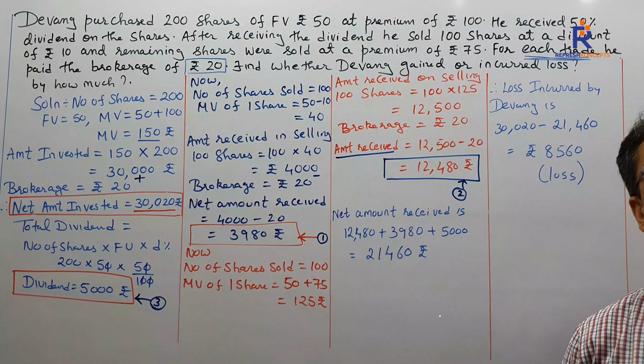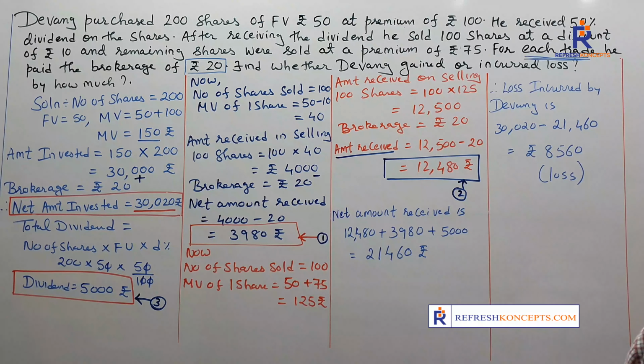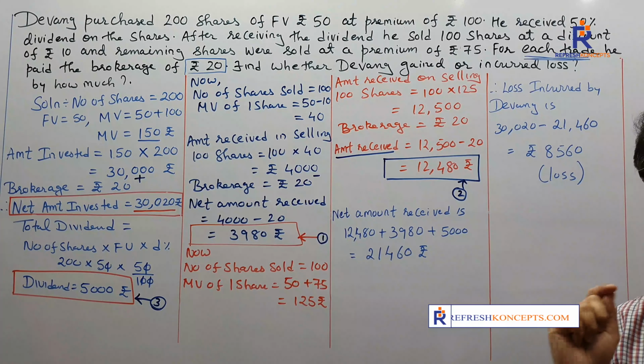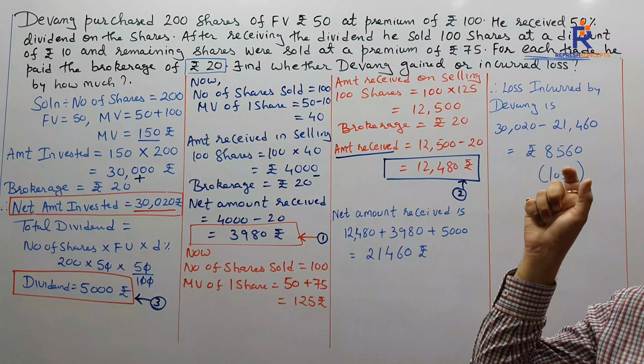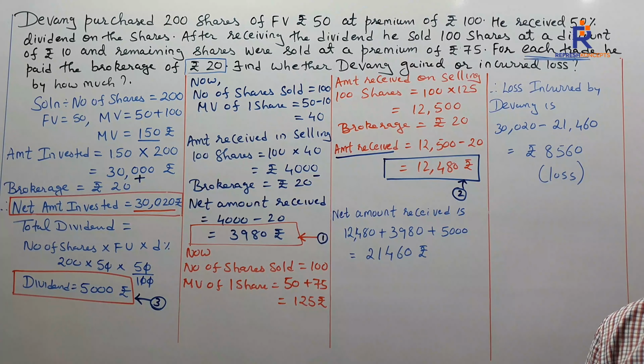So what was there in this particular question? There were bifurcations of buying and selling. There was no brokerage percentage. There was brokerage in trade, right?